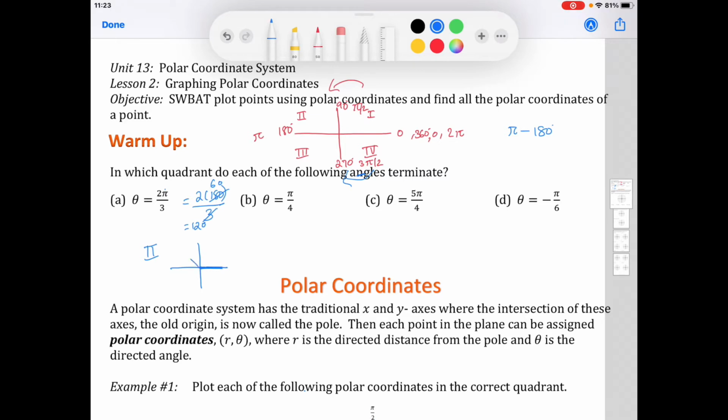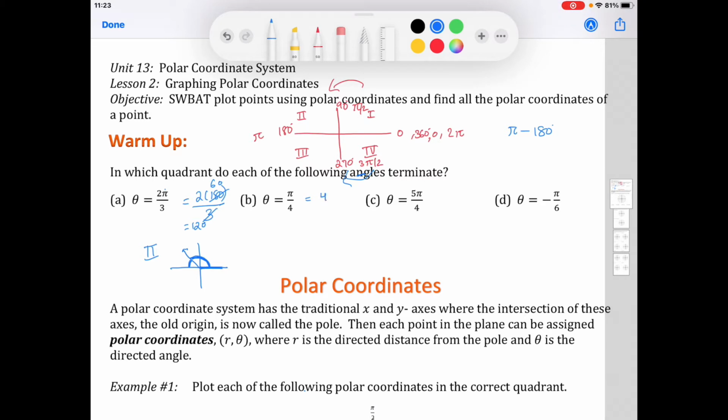If you were to sketch it, your initial ray is always glued to the x-axis. Your terminal ray would be here, right? And your reference angle is what? This is your reference angle. Your actual angle is this 120 degrees. So these are a few things that we've talked about in the past, but I just quickly wanted to review them.